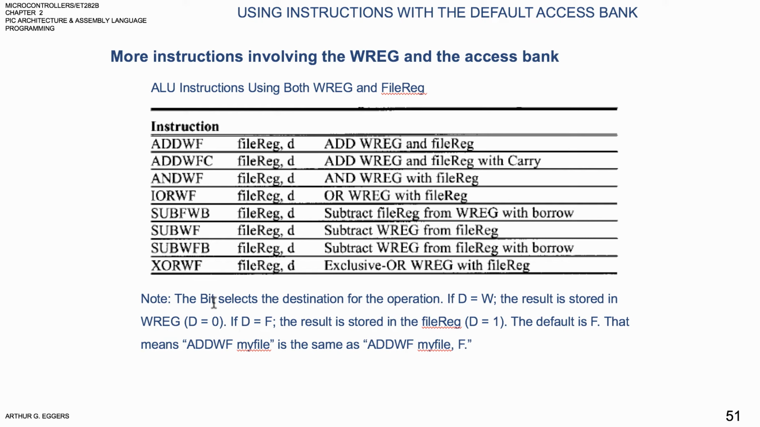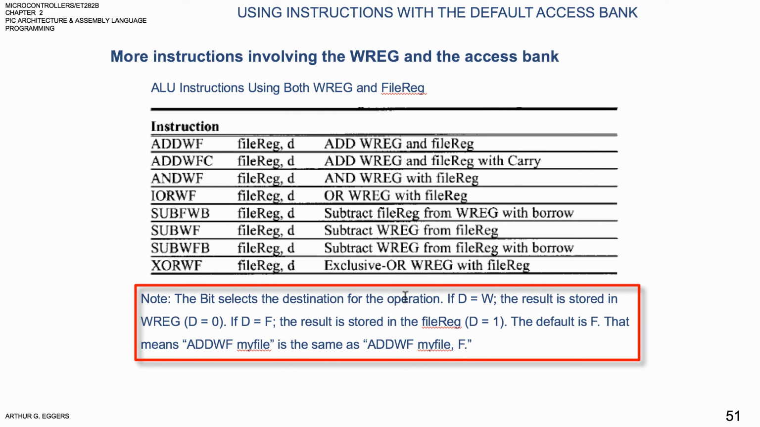The note down here says the D bit selects the destination for the operation, and we saw that in the previous video, where if D is equal to 0 or W, the result is stored in the working register. Okay, where it would normally also look for a D equal to 0. If D is equal to F, then the result is stored in the file register, and that would also relate to the D equal to 1, the default being F.